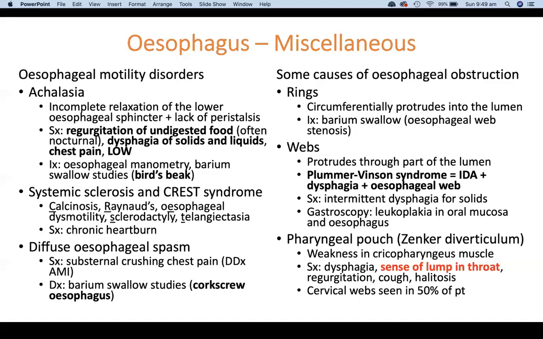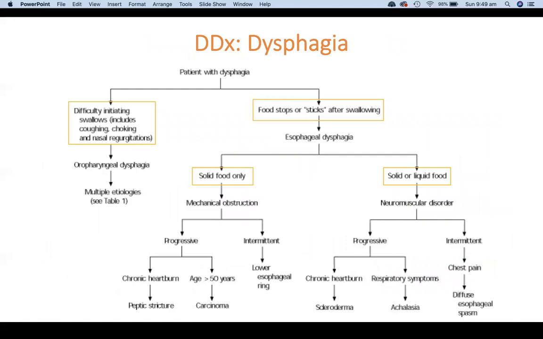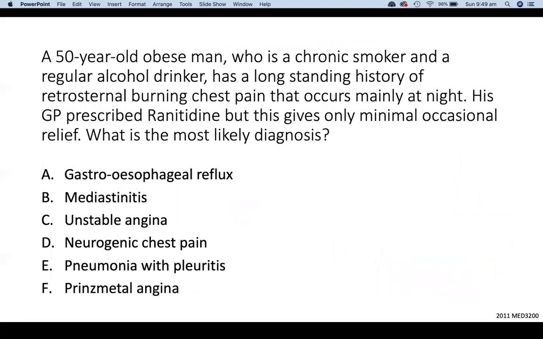Pharyngeal pouch, this comes up as an option in your EMQs. I think the main thing to know is that you get a little pouch at the back of your throat. You can get a sense of a lump in your throat, and it can give you halitosis and regurgitation of undigested food as well. This is just an approach to dysphagia. I think it's very unlikely that you'll get this in an OSCE, but these are just good questions to ask if you have enough time to go through it. So let's go through some questions.